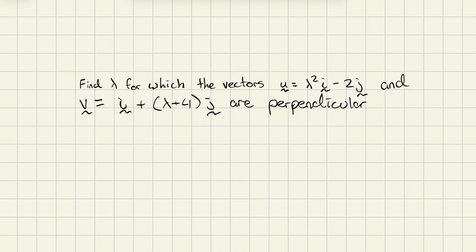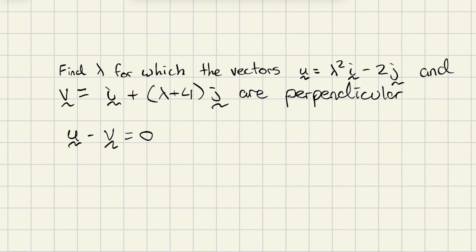Now here's a very important example question because it doesn't even mention the dot product in the question. You sort of have to figure out when and how to use the dot product for questions like this. The question is, find lambda for which the vectors u equals lambda squared i minus 2j and v equals i plus (lambda plus 4)j are perpendicular. Now, instantly you should have in your brains that whenever there's a perpendicular, that automatically means that the dot product is 0. So we instantly know that u dot v equals 0.